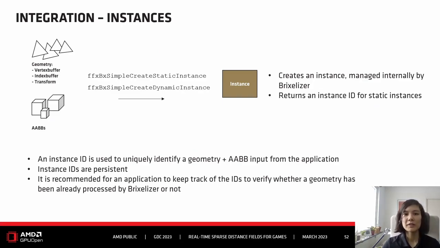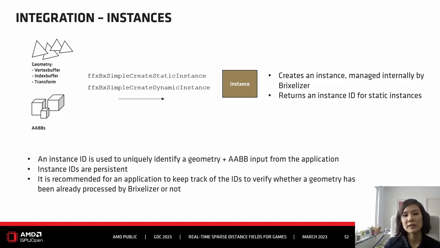Once you have the context and the cascades specified, we want to populate the cascades, update them, and process the geometry. So we somehow have to get the geometry into Pixelizer, and this is done via instances. Geometry, again, is represented via vertex buffers, index buffers, and the transform information, so that Pixelizer knows where this geometry is in world space, and also its AABB. With this information, you create an instance, and an instance is Pixelizer's internal representation of your input.